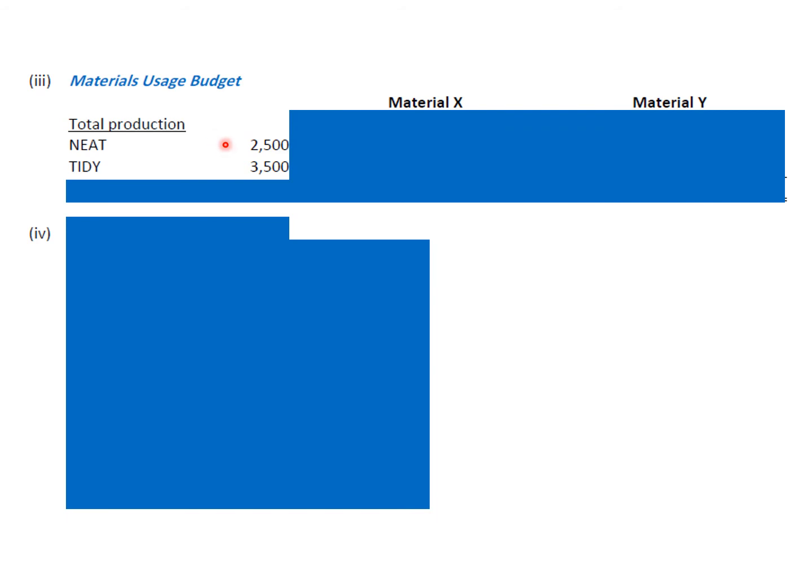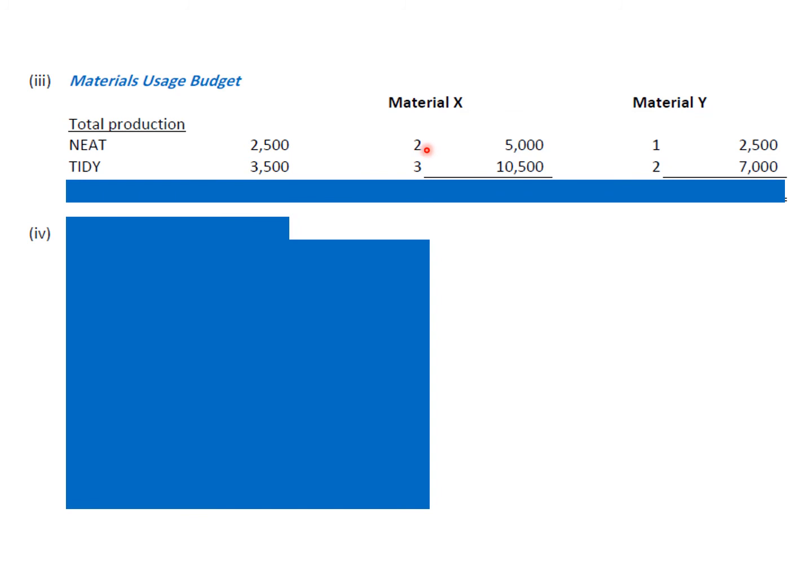Untuk neat 2,500, untuk tidy 3,500 dan kita akan tentukan satu neat ni pakai berapa material X. So, satu neat menggunakan 2 material X. So, jumlah dia akan guna units ni adalah 5,000 unit material X. Satu tidy guna 3 material X. So, you akan darabkan dapatlah 10,500 units of material X yang dia akan guna.